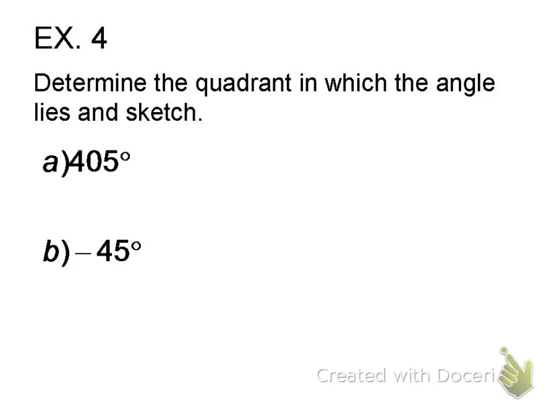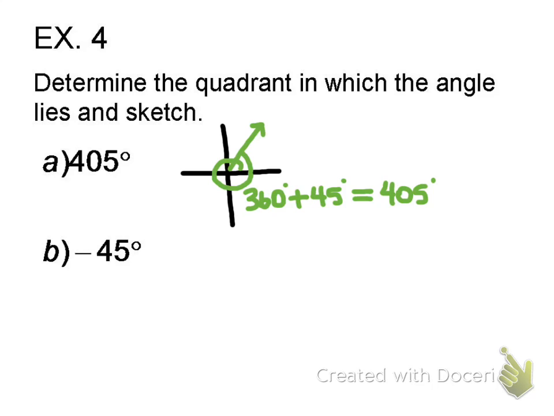Okay, next number 4 says to determine the quadrant in which the angle lies and sketch. So what I like to do is draw a small coordinate plane and visualize how far 405 degrees is going to be. Well, I know that once around the circle is 360 degrees. So I'm going to have to go a little bit more to get 405. That's going to land me about there, because 360 plus 45 is going to equal 405 degrees. So this lands me in quadrant 1. So quadrant 1 is where angle 405 will land. So you just draw a little swirly around until you stop where you need to.